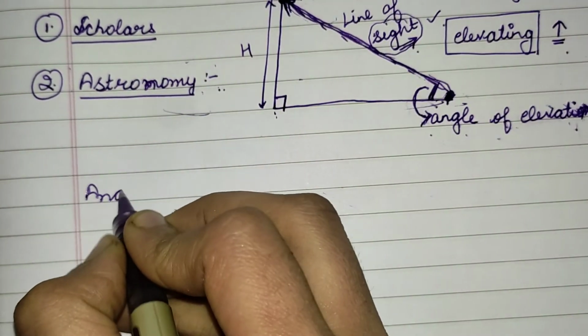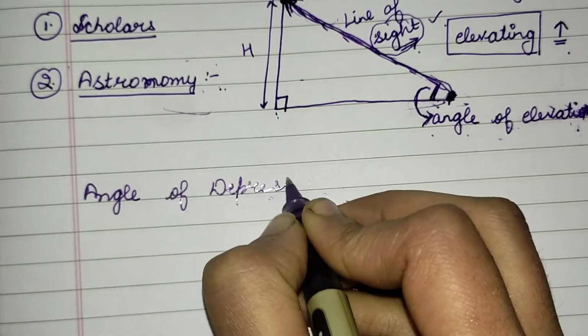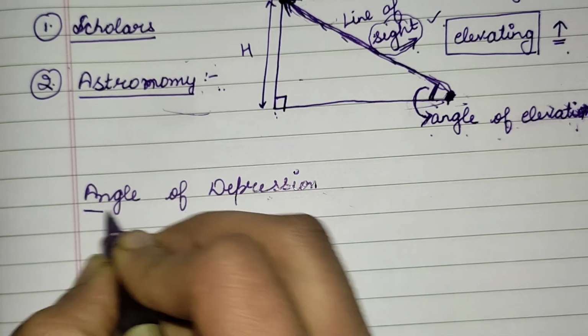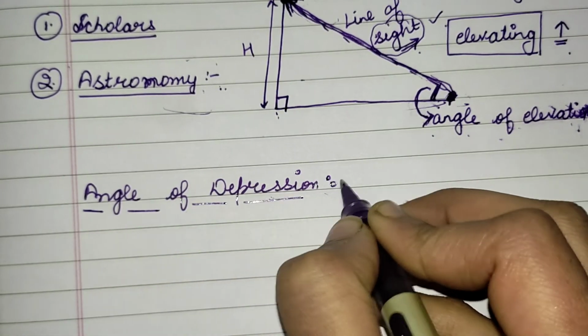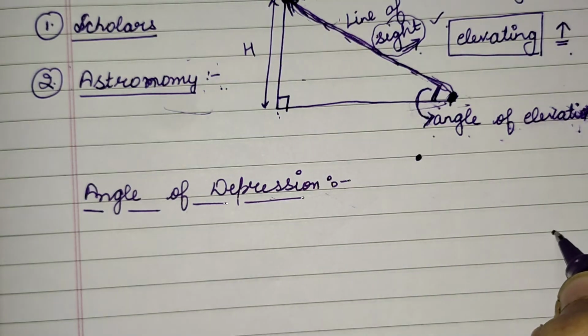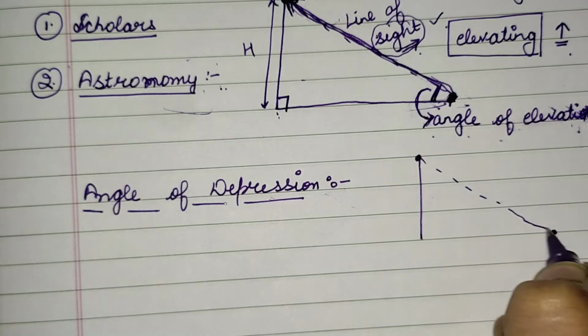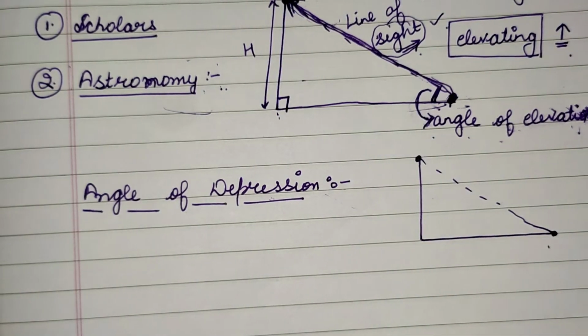Next comes the topic of angle of depression. So what is angle of depression? Suppose this time you are standing here and seeing something in the downward direction, something is there and you are seeing it here.